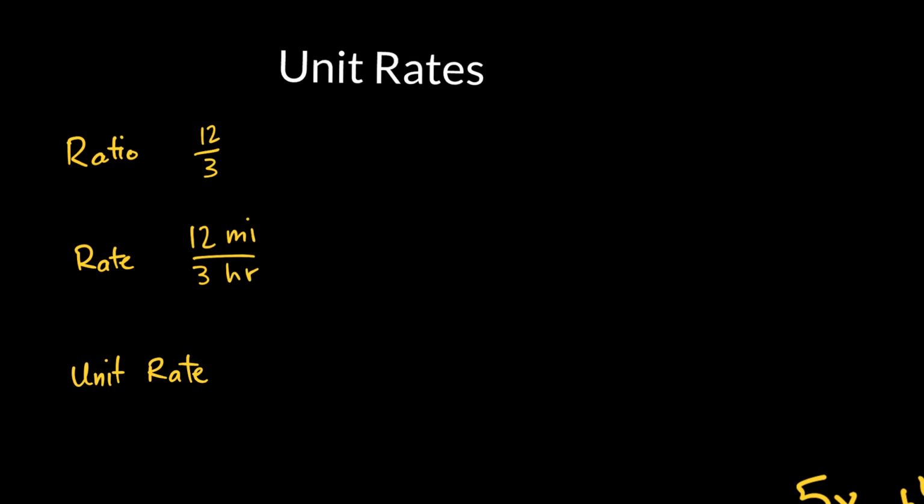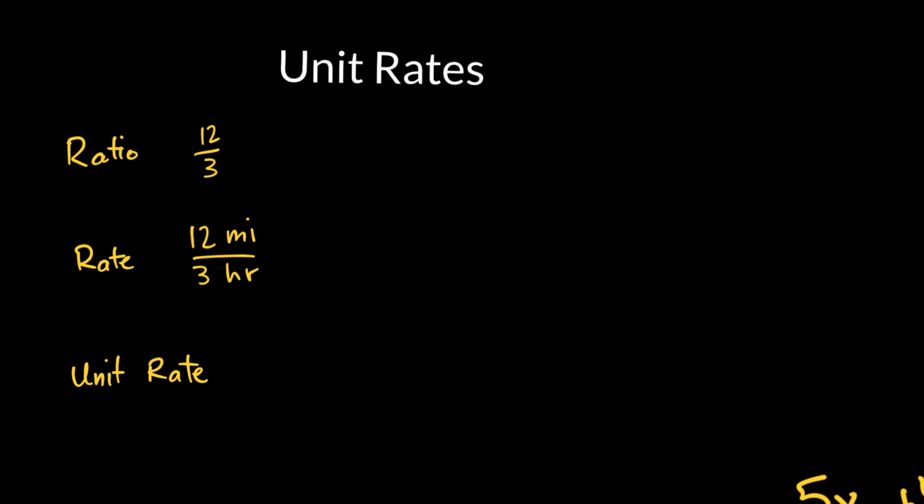Welcome. I'm going to explain unit rates. So before I get to unit rate, you should know first that a ratio is really just a fraction like 12 over 3. And a rate is that fraction, 12 over 3, but with some labels attached to it, like miles an hour. So that'd be 12 miles per 3 hours.